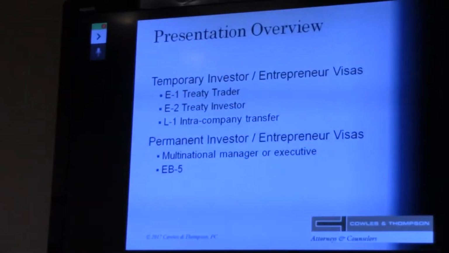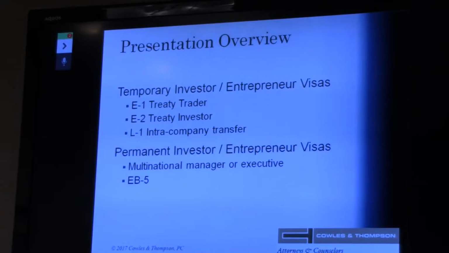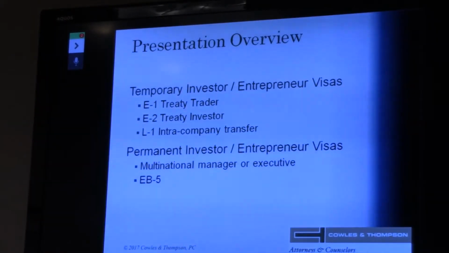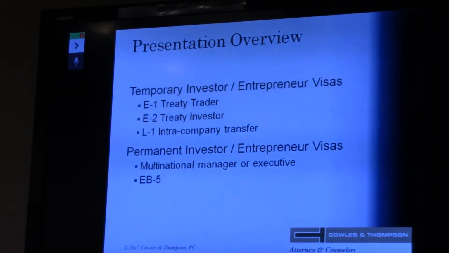We are discussing today immigration for entrepreneurs and investors. We are first going to address temporary investor visas, entrepreneur visas, the E1s, E2, L1s. For those of you who are kind of familiar with these, those letters mean something. For the others, we'll give you the meaning of each one of those classifications. And then we'll go into the permanent investor entrepreneur visas, and those are the ones for the green card.